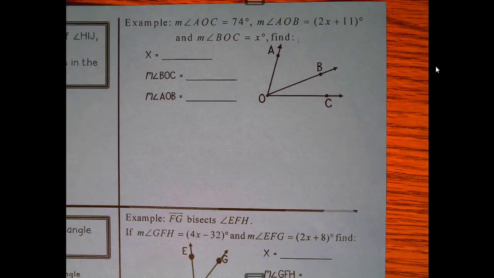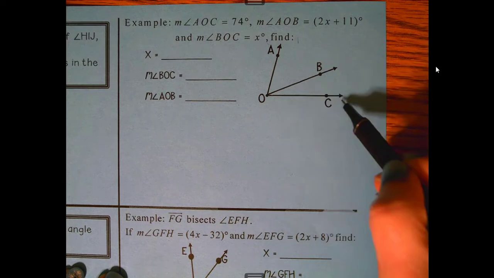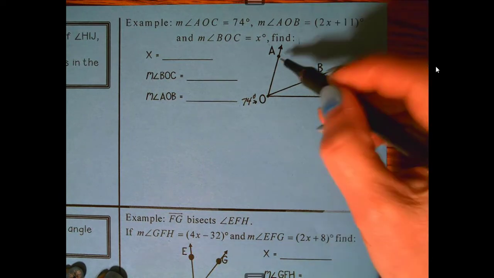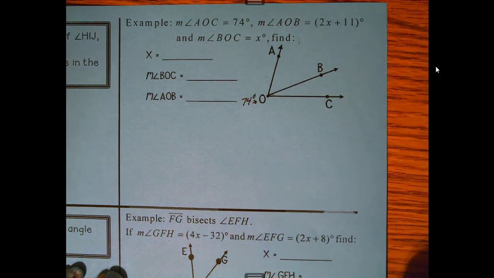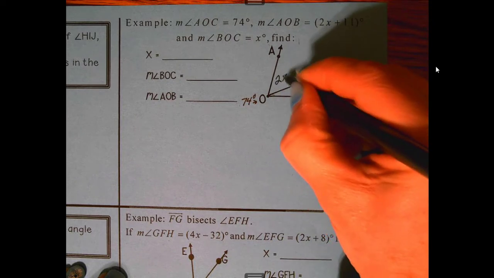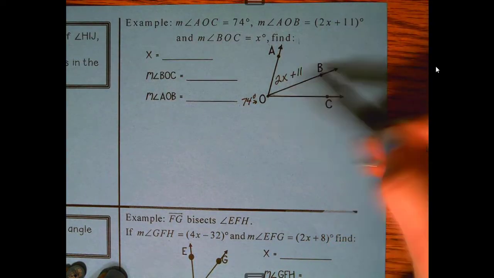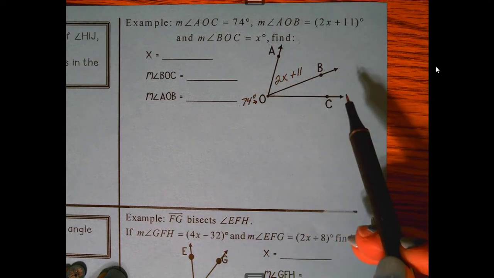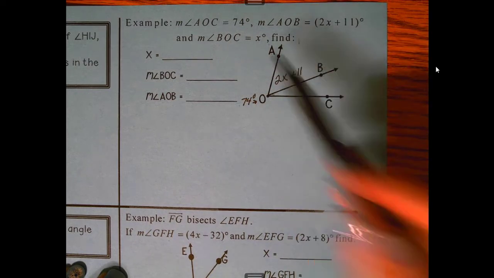So we have that the measure of angle AOC is 74. Now that's the whole thing. So I'm going to just put 74 degrees right here. I'm kind of just doing a little arrow. So it's going to be AOC, the whole angle is 74 degrees. Now, AOB, it's not a specific degree. It's an expression. I'm going to put that 2x plus 11 in where angle AOB is located. And then we have that the measure of BOC, remember O is our vertex, and that is just x.